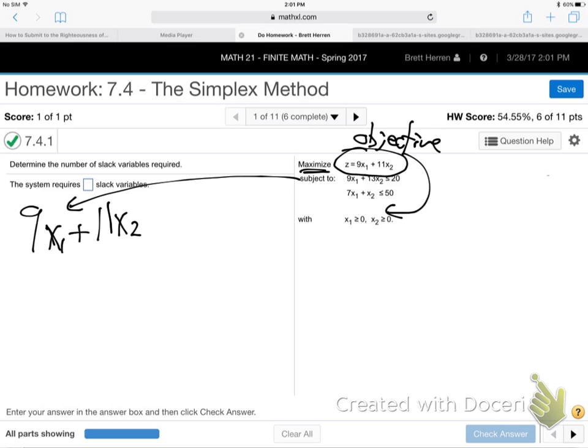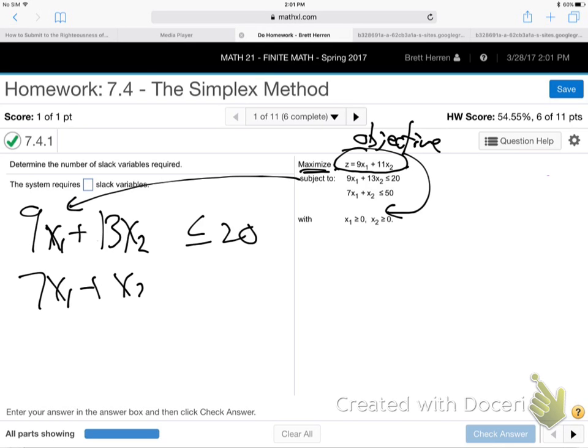Okay, it says, oh, did I just do the wrong thing? It's 13, isn't it? I looked up at the wrong one. x2 less than or equal to 20, is that what it says? Yeah, less than or equal to 20. All right, and then the second one is 7x1 plus x2. Leave a little room. We're going to put in something special here. Let me put in a little more room as well.